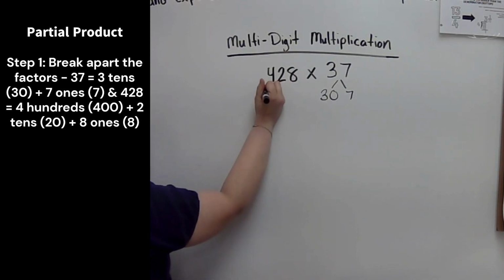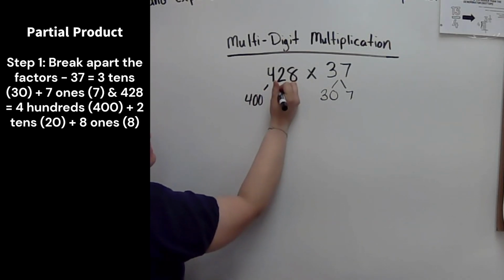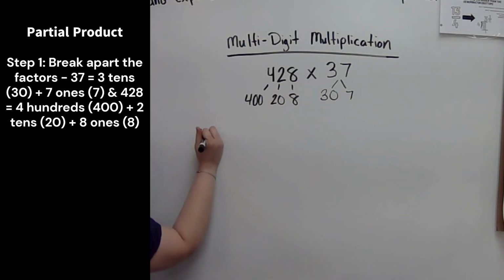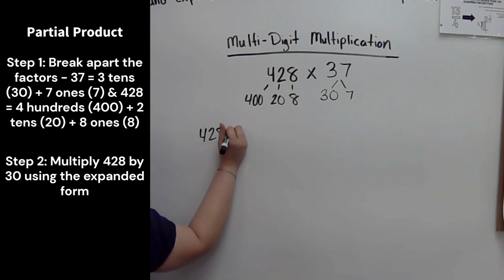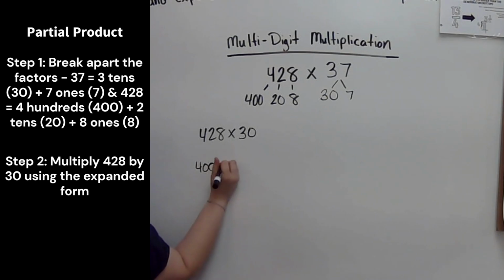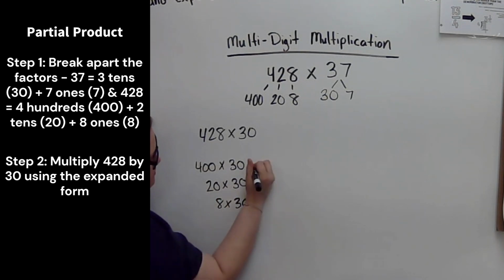I have 4 hundreds, 2 tens, and 8 ones. 400 times 30, 20 times 30, and 8 times 30.